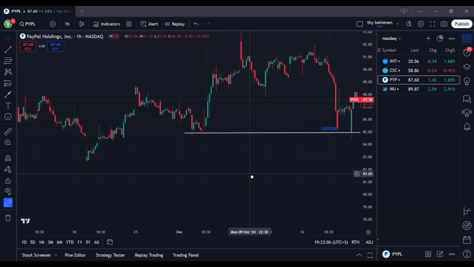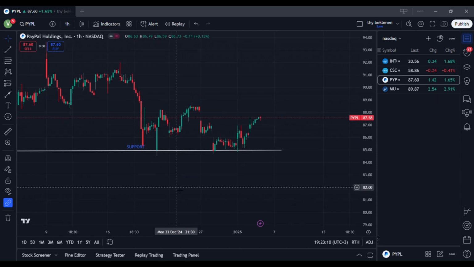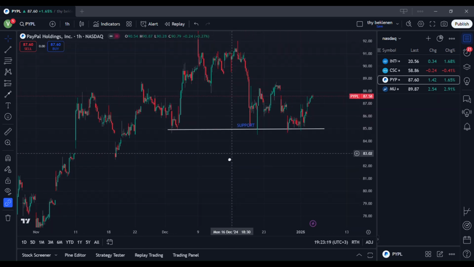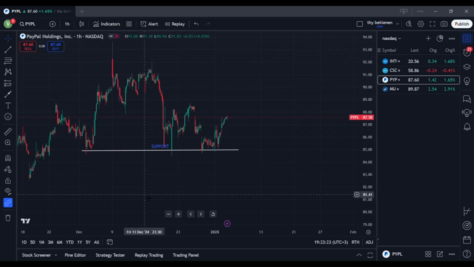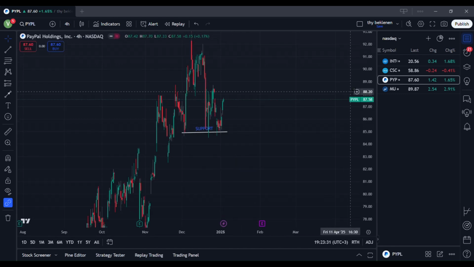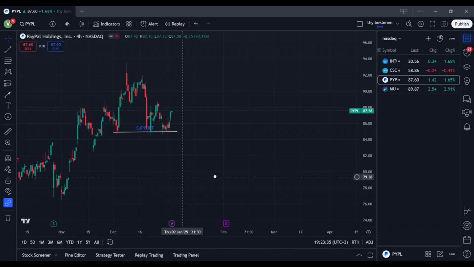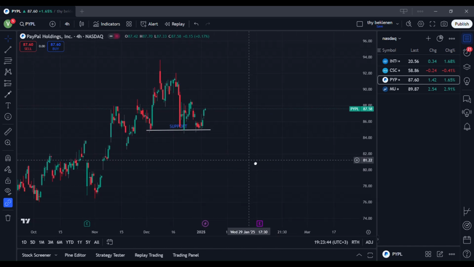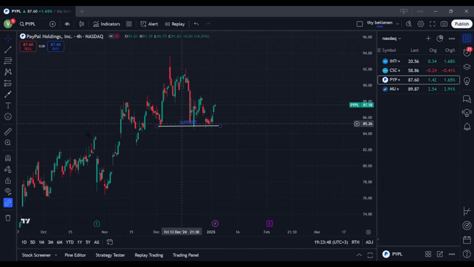In future videos, we will explain in detail when to buy and when to sell stocks based on these concepts. For now, our goal is to understand the fundamentals of stock analysis and develop a solid foundation. By observing imbalances, consolidation zones, and order blocks, you'll start recognizing patterns and opportunities in the market with greater confidence.